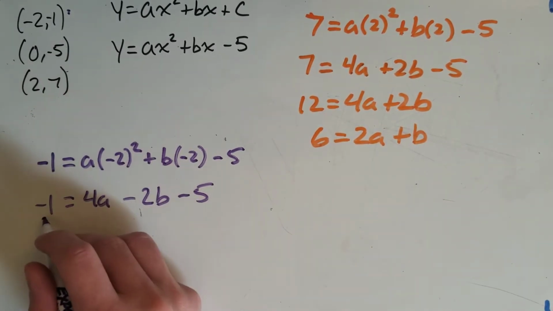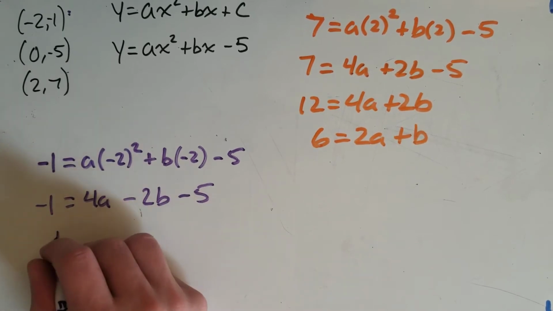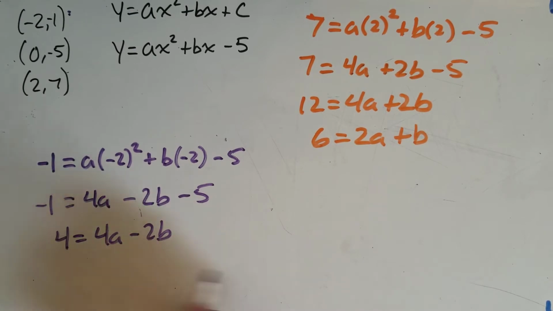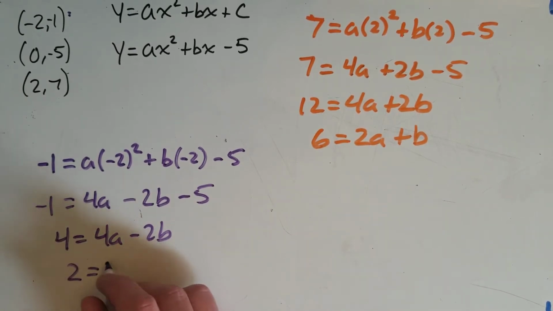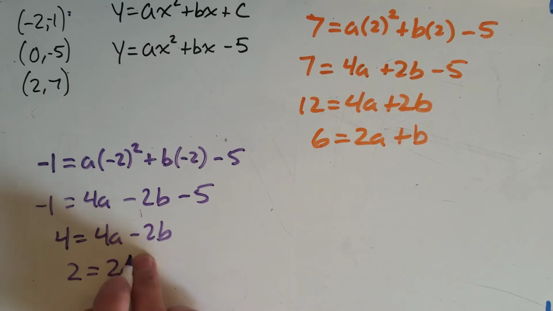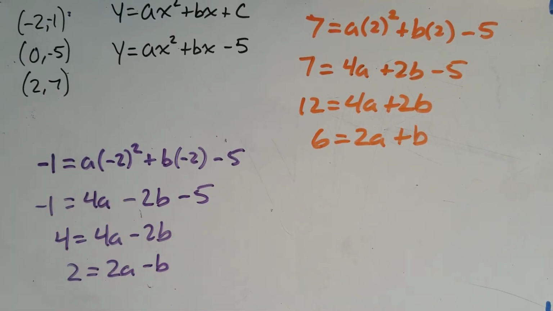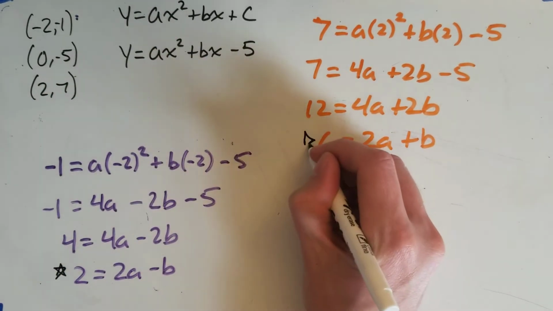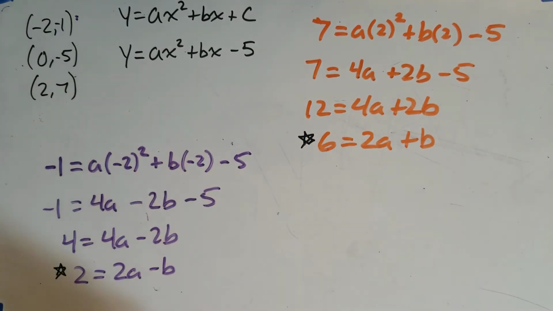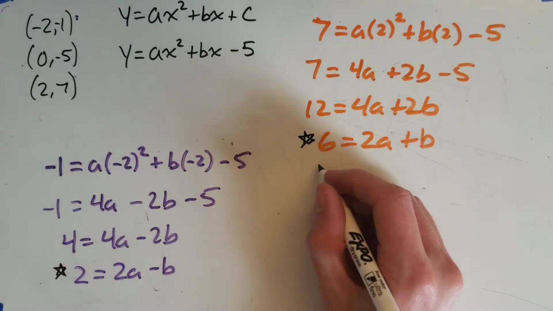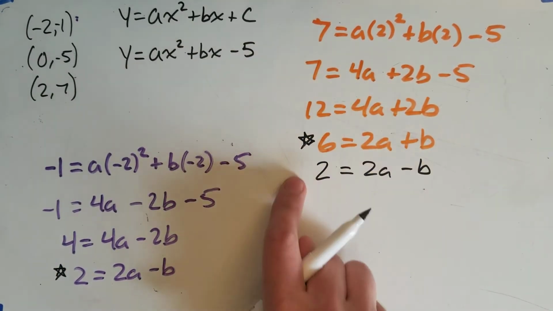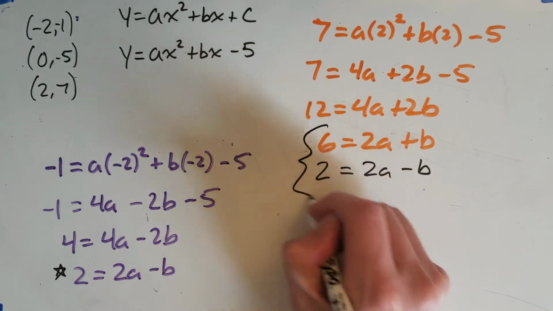So let's add that 5 over to this side. When you add the 5, you get 4 equals 4a minus 2b. We can divide everything by 2, so 2 equals 2a minus b. And then all we have to do now is take these 2 equations, right here and right here, and we have a system of equations. So I'm going to drag this one up with us. We'll have 2 equals 2a minus b. We have these 2 equations. They make up a system together.